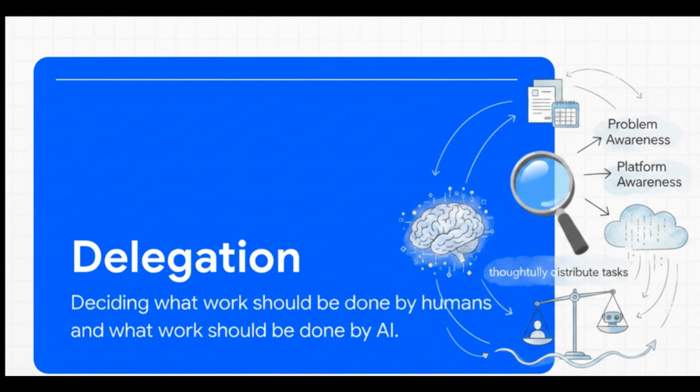You need to clearly understand your own goals alongside the AI's capabilities, so you can strategically distribute the workload. This requires what we call problem awareness. You've got to ask yourself, is this a fluid, creative brainstorming task, or is it a strict, repetitive, data sorting task? You also need platform awareness, which just means knowing the specific limits of the AI you're actually using. When you combine those 2 things, you can thoughtfully distribute the tasks. You let the AI do the heavy lifting, but you keep the high-level, strategic thinking firmly in your own hands.